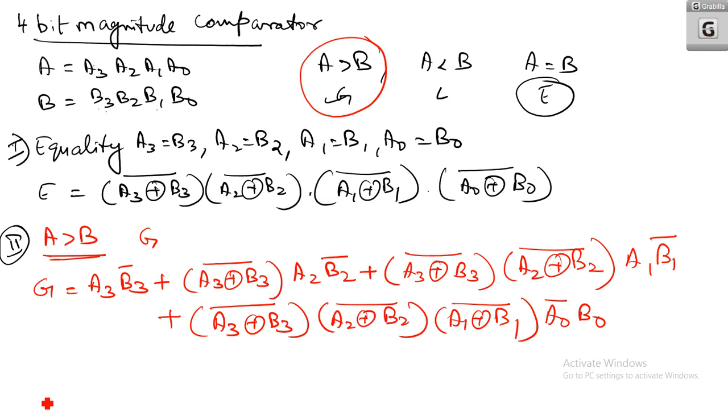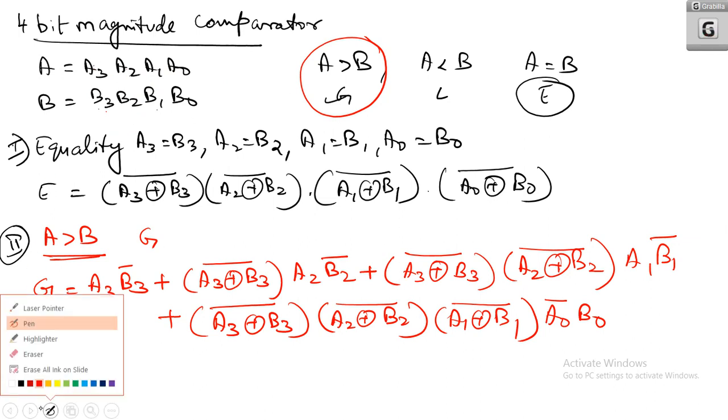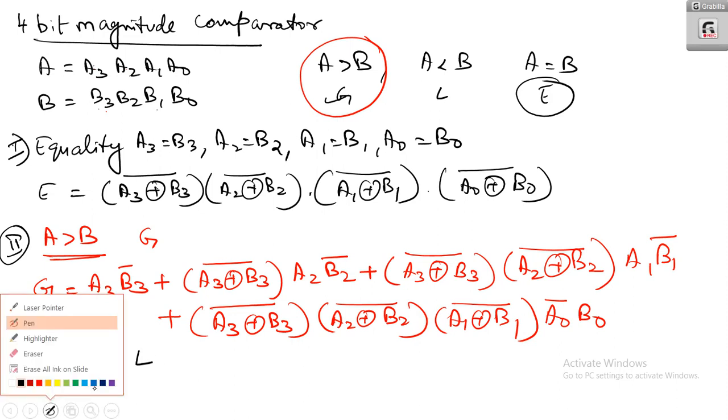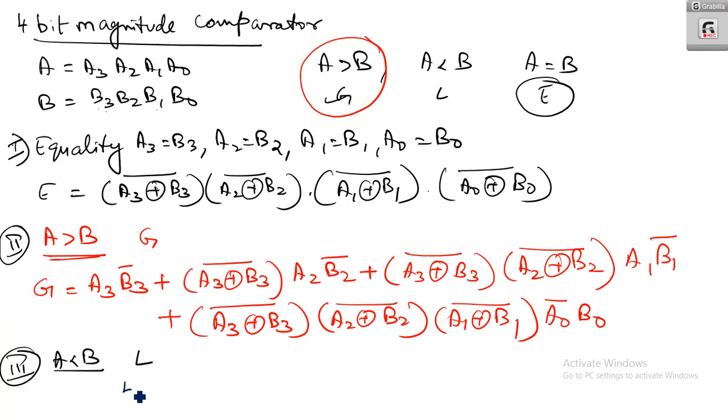Now coming to the last case, that is for less than. For less than, it is exactly the opposite. Coming to the third case, that is A is less than B, we should go for less than. So I will write the expression for L. Here L is equal to, what is the first condition? A3 is 0 and B3 is 1. So you can write A3 bar B3.